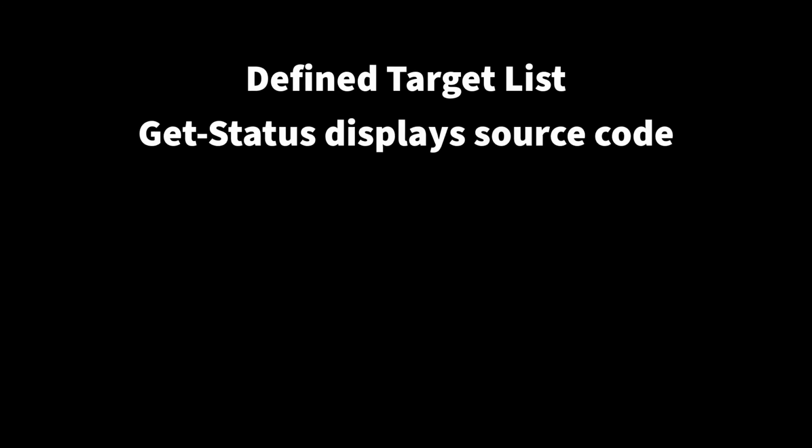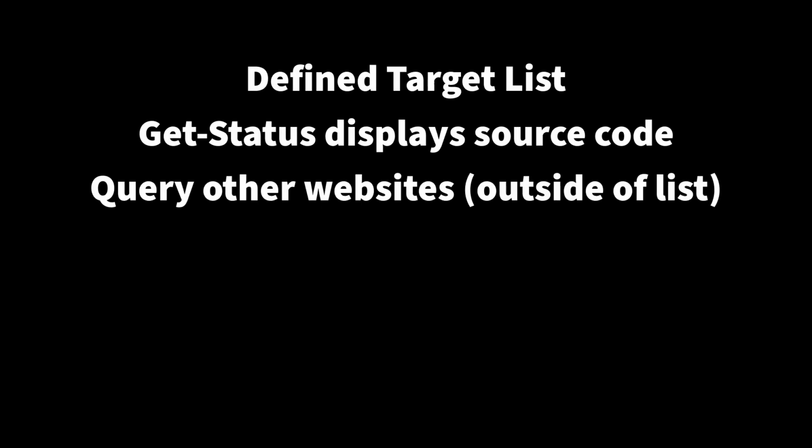Now the question remains, how are we going to find the flag by leveraging this vulnerability? Well, we know this is a capture the flag event, so the flag has to be on the server somewhere. Let's consider the things that we know so far. There is a defined target list for the status page. The get-status page displays the source code of that page. We can query more websites than just what's defined in the list because we just did that against our own machine.